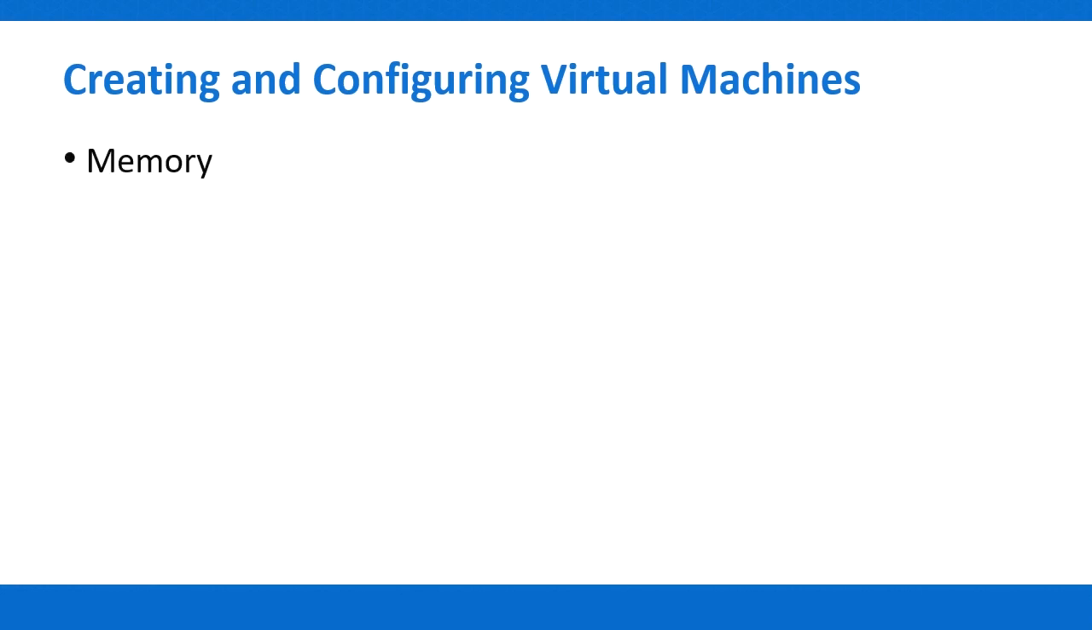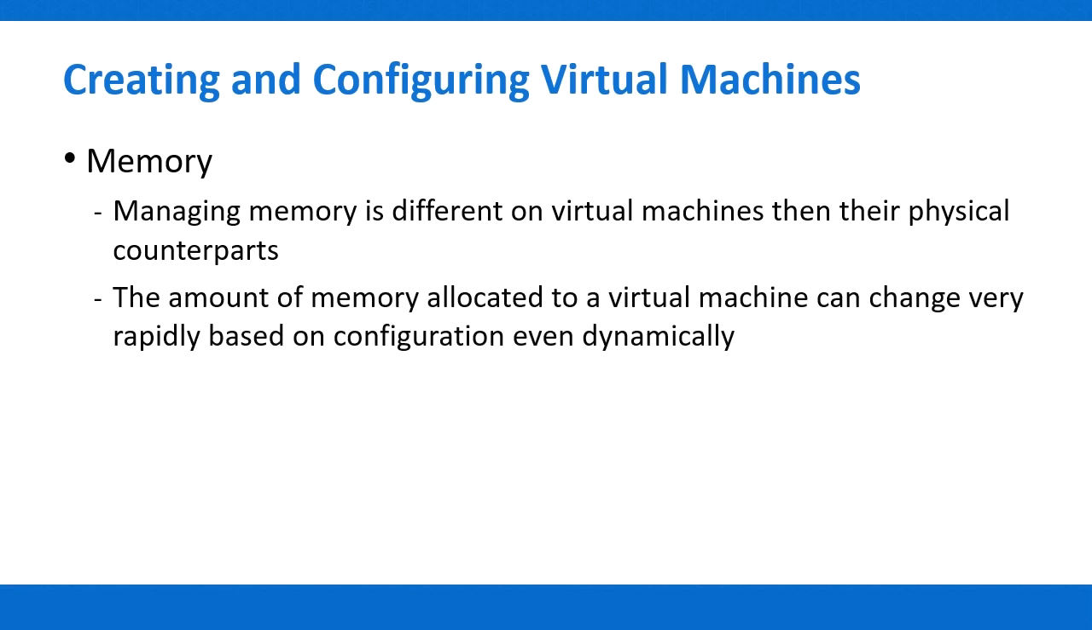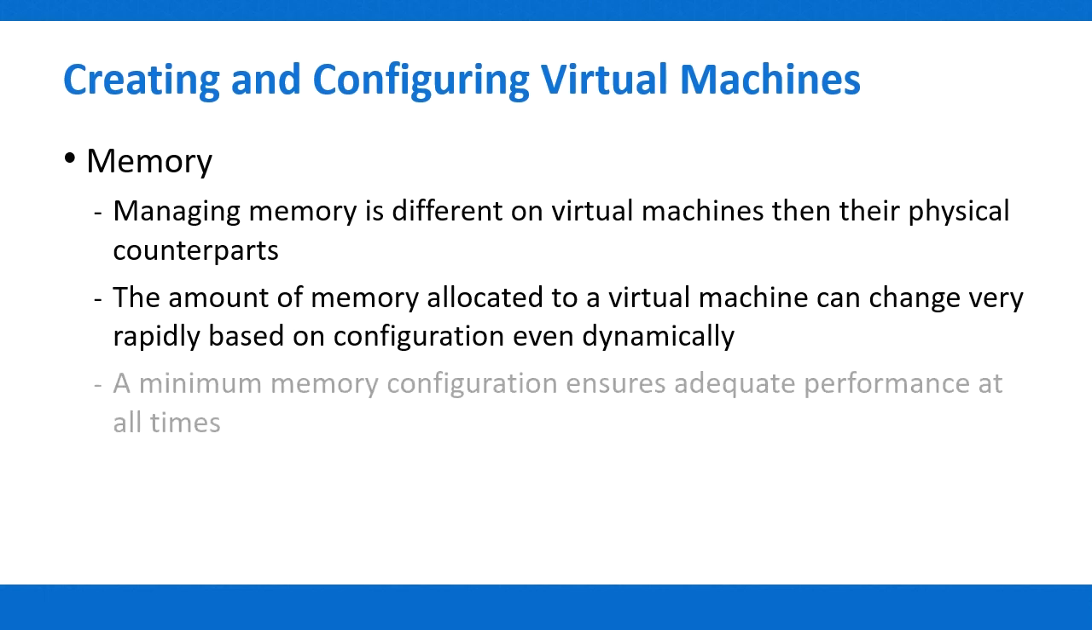The next component that we want to look at is memory, and managing memory on a virtual machine is much different than managing memory on a physical server. When you're managing memory on a physical server, you've got to decide at the time of purchase how much memory you need to have. When you're building or deploying a virtual machine, you can change the memory on the fly as needed. And it can be based on the configuration. It can even be set up dynamically.